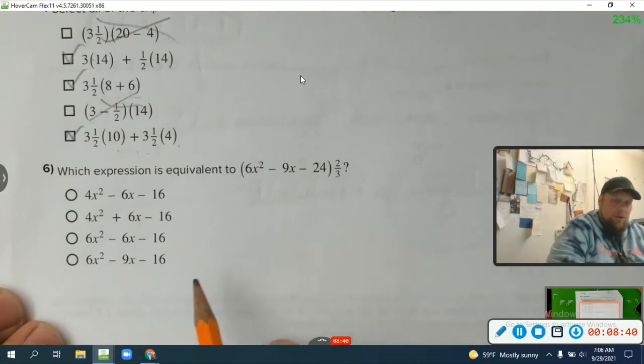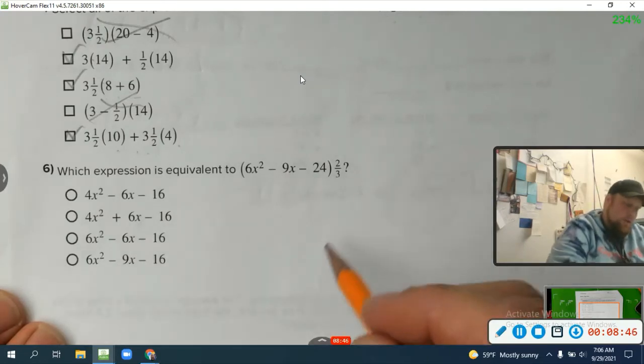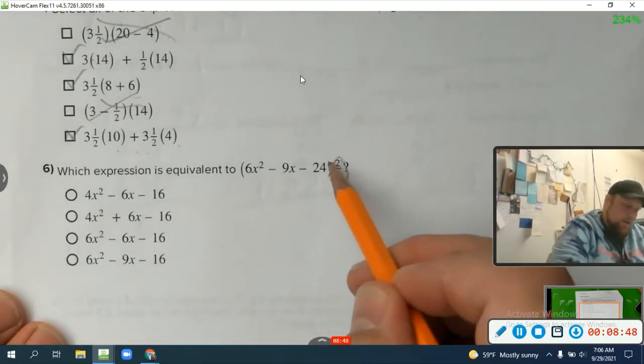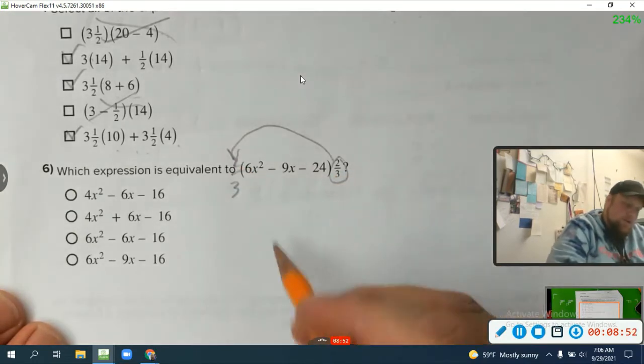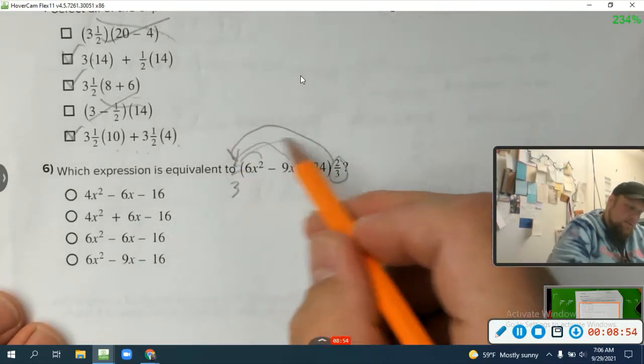Which expression is equivalent to 6x squared minus 9x minus 24 times 2/3? I'm going to rewrite this. So again, I always tell you if it's over there, I like to put it over here, 2/3. And I'm going to distribute that. So that means I multiply it times each thing inside of here.